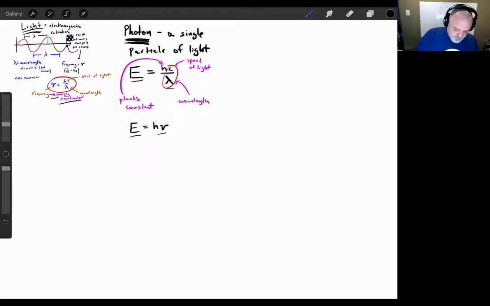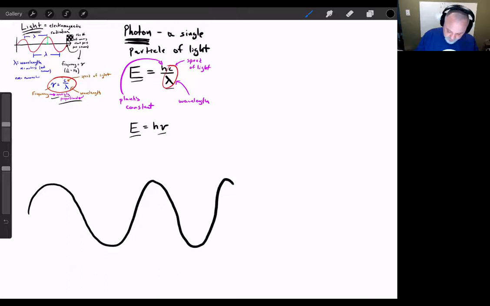And so what I'm going to do is draw a type of graph. And the graph is going to be of the electromagnetic spectrum.